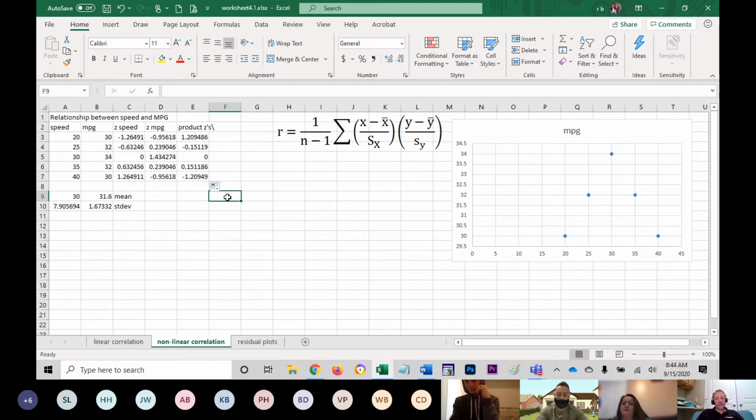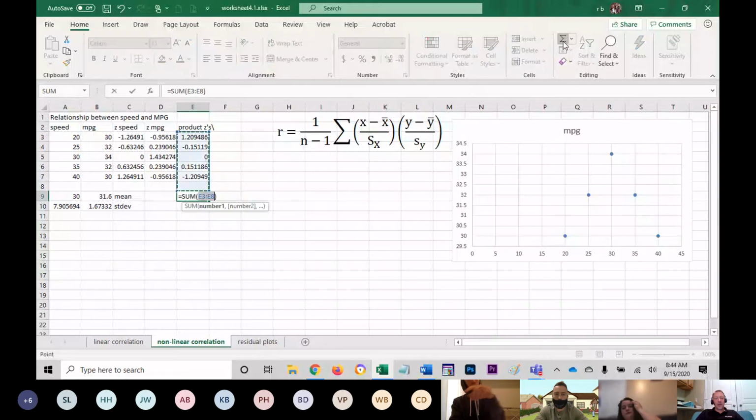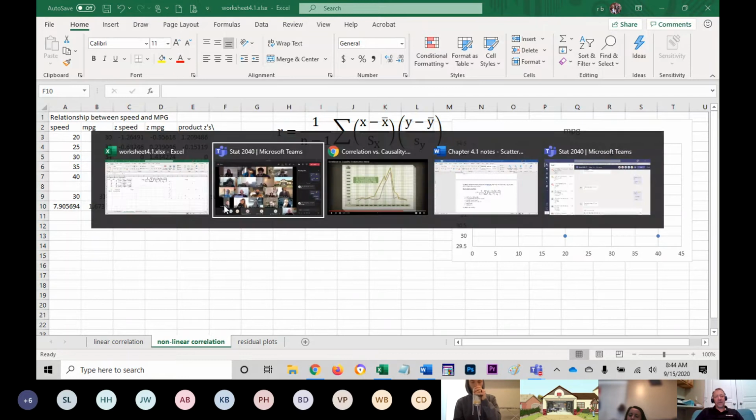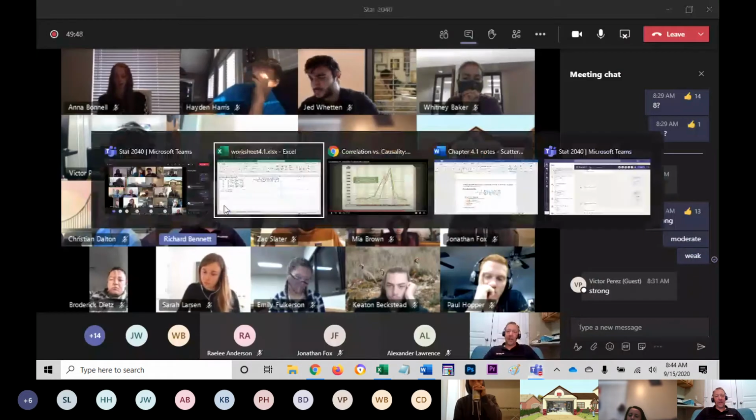You're going to find the sum of that number. And the sum, okay, the sum of my products. In this case, I got a big fat 0, which probably should make me nervous, but in this case it's a special case and it actually is 0. Then what is the next step, Caitlin?